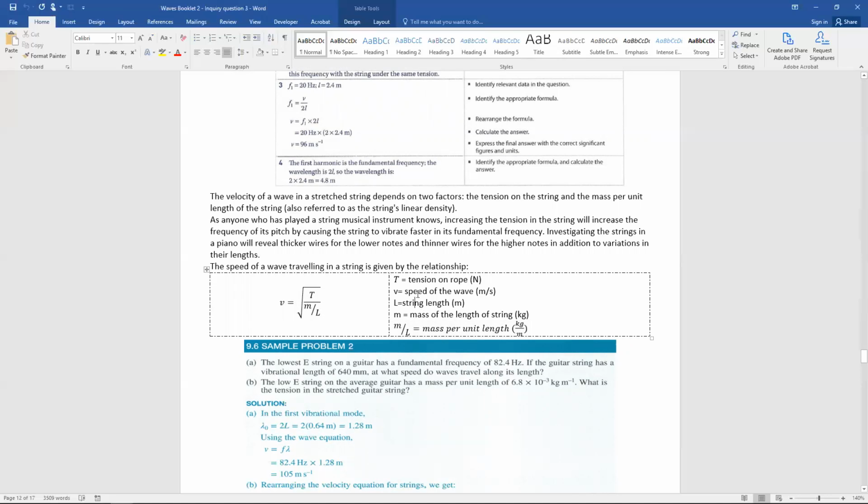Now, we're trying to figure out the speed of the wave, but you also have to consider the tension experienced on that string.